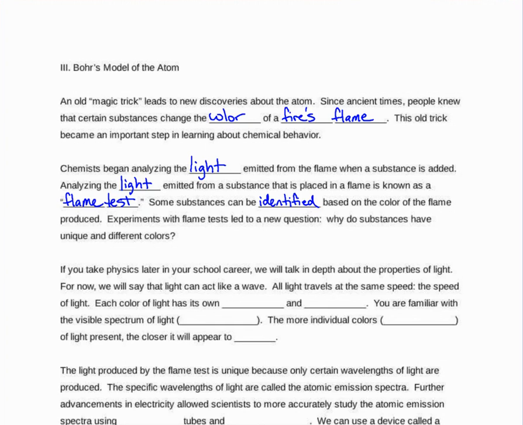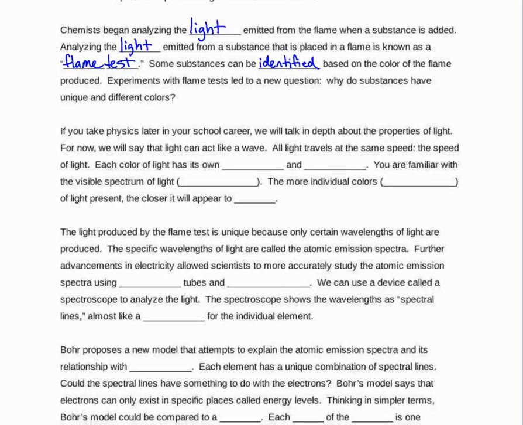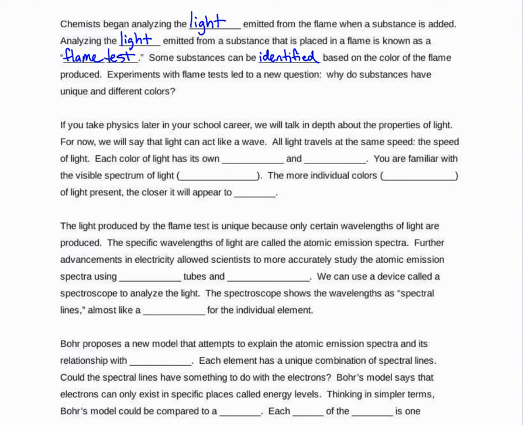Experiments with flame tests led to a new question: why do substances have unique and different colors? If you take physics later in high school in a different class, or if you take it in college, we'll talk a lot about the properties of light. It'll be very in-depth. For now, we're going to keep it a little more simple. We will say that light can act like a wave.